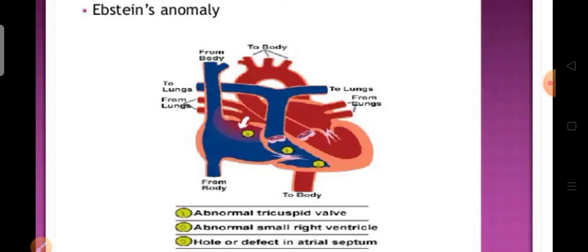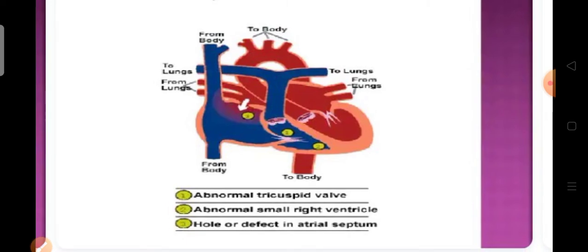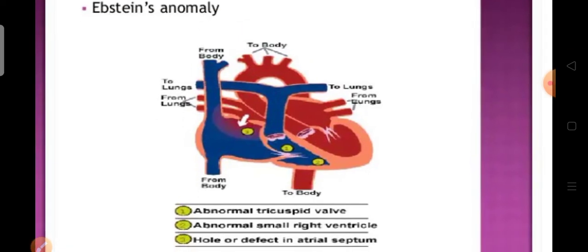Here, in congenital heart disease, if you see, an abnormal tricuspid valve presentation will be there, an abnormal small right ventricle will be there, and a hole or defect in the atrial septal defect. Okay, here a little bit will be there. Now here, the abnormal tricuspid valve formation will be there, and also an abnormal small right ventricle here also, and a little bit of hole in between the atrial septum. So these are all the problems that the baby may have.